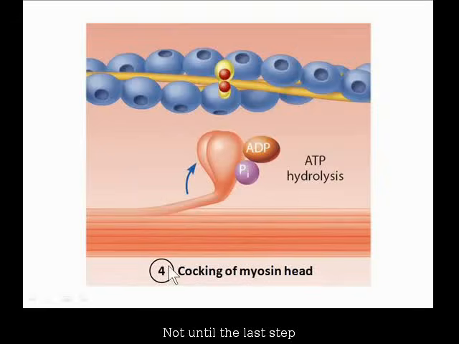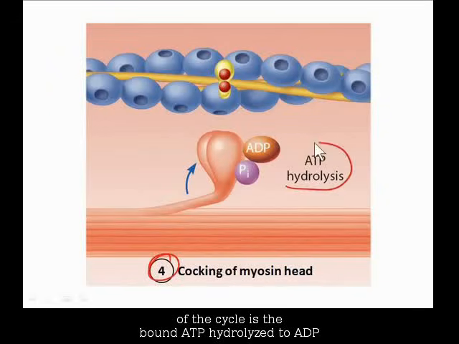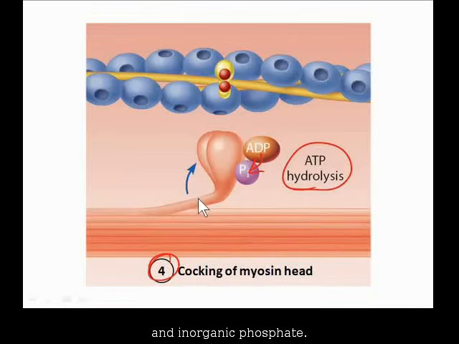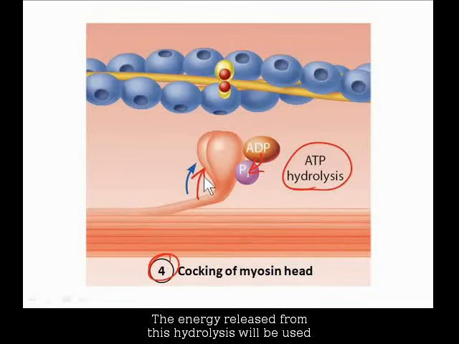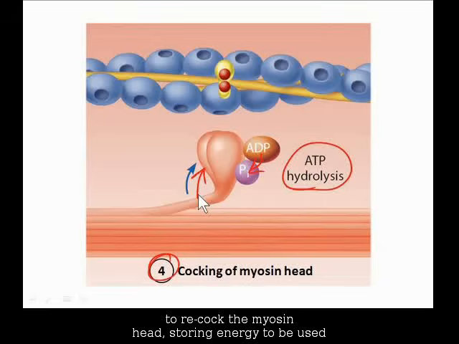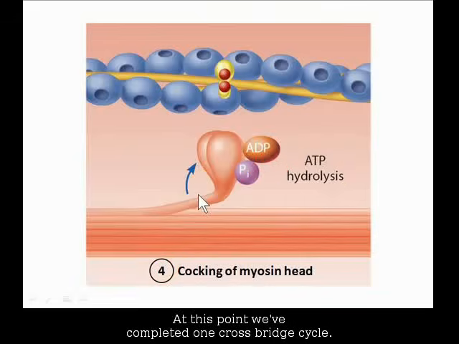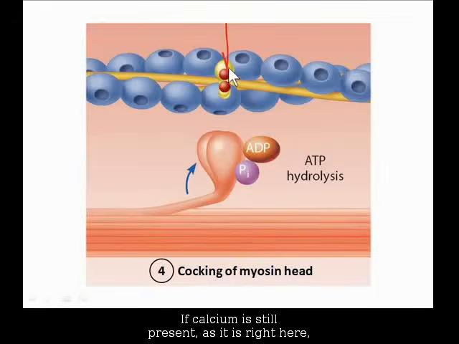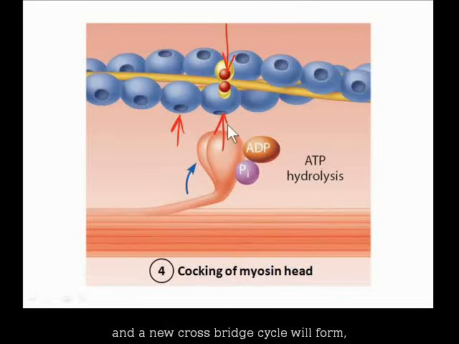Not until the last step of the cycle is the bound ATP hydrolyzed to ADP and inorganic phosphate. The energy released from this hydrolysis will be used to recock the myosin head, storing energy to be used in the power stroke of the next cross-bridge cycle. At this point, we have completed one cross-bridge cycle. If calcium is still present, as it is right here, the active sites are still exposed, and a new cross-bridge cycle will form, and the cycle will continue.